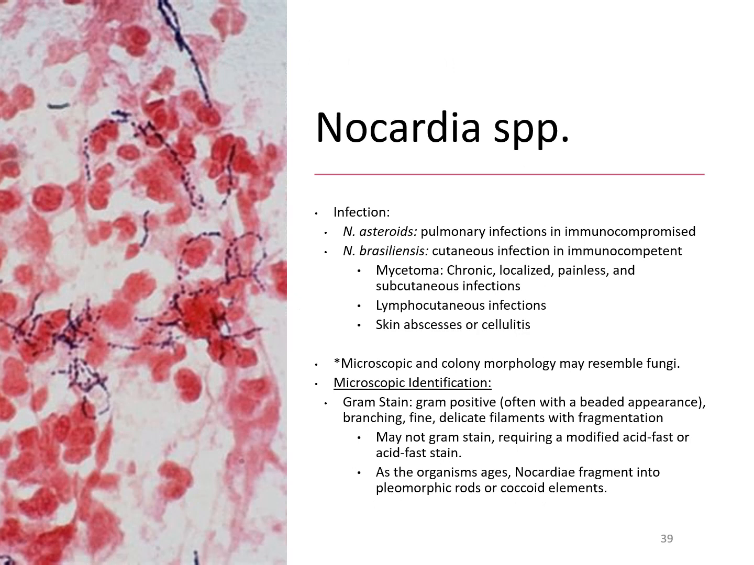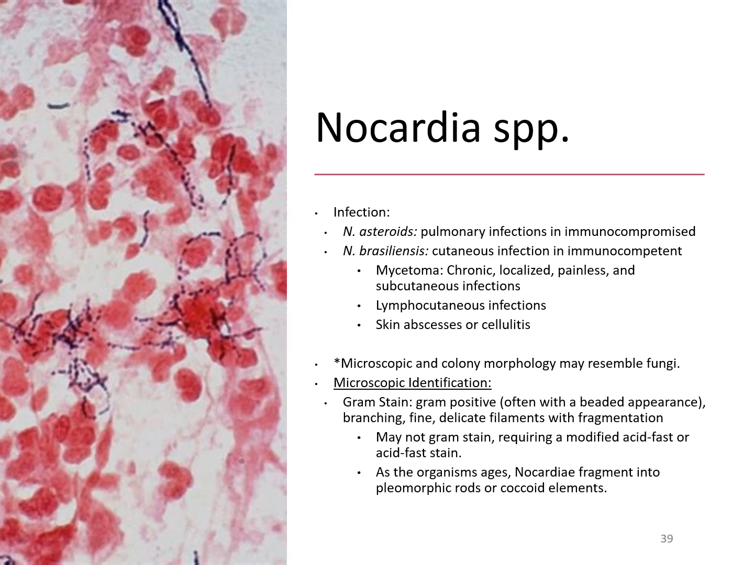There are typically two organisms that will cause infection. Nocardia asteroides will cause a pulmonary infection in the immunocompromised, whereas Nocardia brasiliensis will cause cutaneous infections in patients who are immunocompetent. In other words, they have a healthy immune system. A cutaneous infection can turn into a mycetoma, which is a chronic, localized, painless subcutaneous infection, and it can also cause lymphocutaneous infections and skin abrasion, cellulitis type infections.